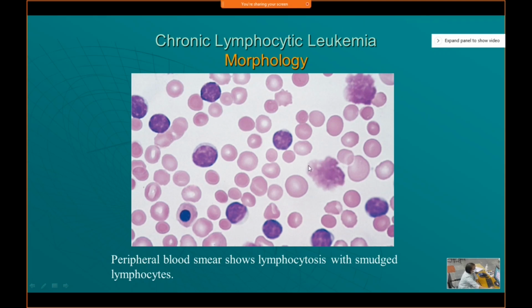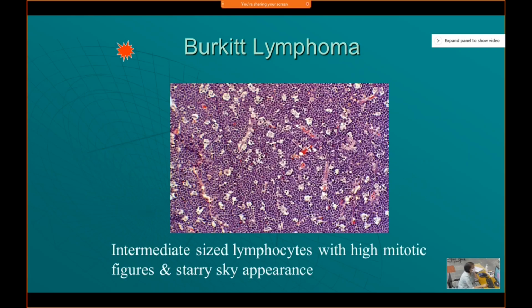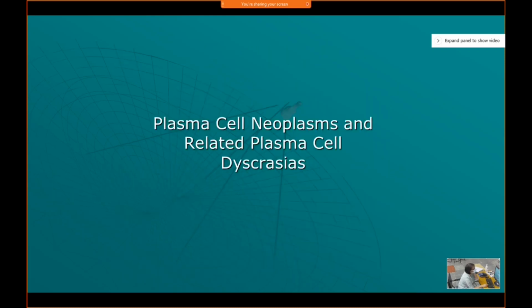Because these cells are basically the same cells, they are lymphoid cells. They look like lymphocytes, but they are extremely fragile. So when we make the smear, they burst. That's why we get these smudge cells. Okay. Burkitt lymphoma, yes, you have to know what are the types of Burkitt lymphoma. And this is an objective question, starry sky appearance. I hope you can appreciate that in this picture. And this is the African endemic Burkitt lymphoma.